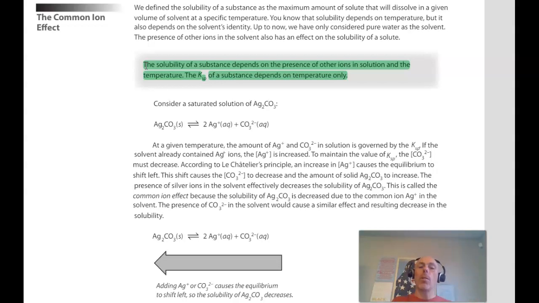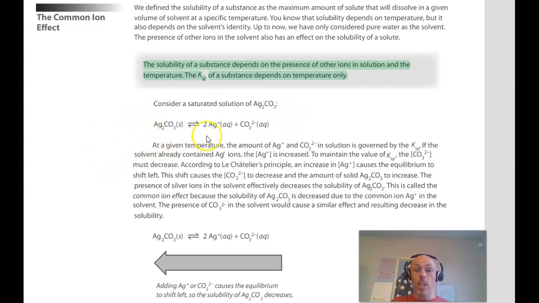But the solubility of a substance will also depend on the presence of other ions in the solution. And it will only depend on if the other ions in the solution are ions in common with the salt whose solubility we're contemplating. So here's the equilibrium expression for silver carbonate.